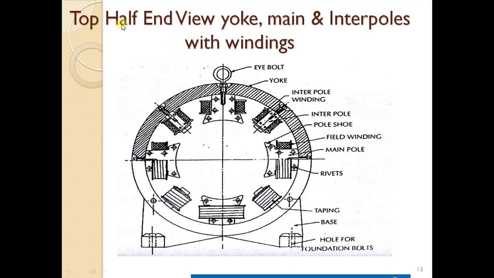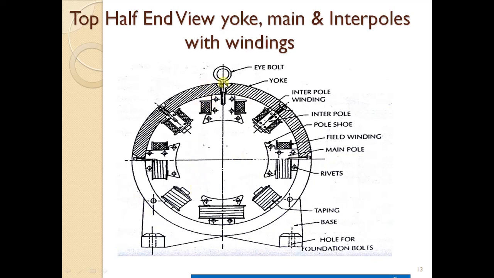So here you can see the top of end view of a DC machine only with yoke, main poles, and then interpoles along with the windings. Here why is it called top of? Because the details I am showing only at the top, not in the bottom. That's why it is called a top of end view.